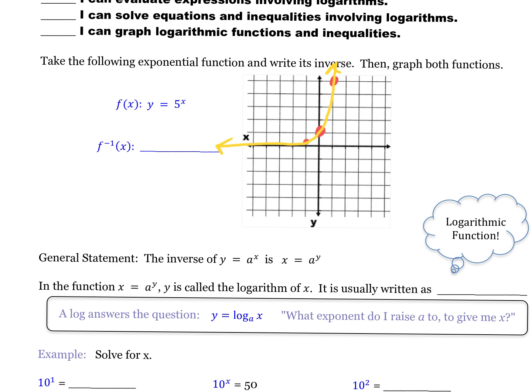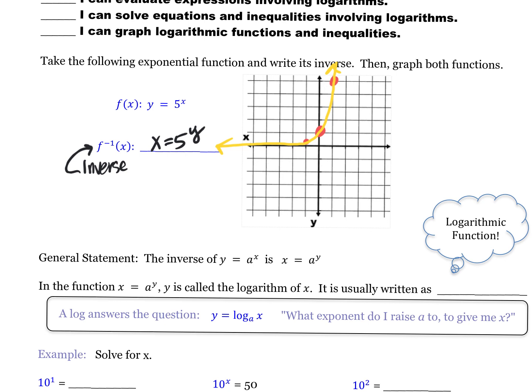Does anyone remember what this little f to the negative 1 stands for? What word does that mean? Inverse. So this is saying the inverse of the function. And does anyone remember with inverses, you take the x and the y and you flip them? So the inverse would just be x is 5 to the y.